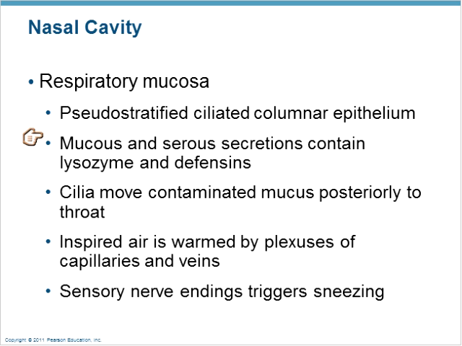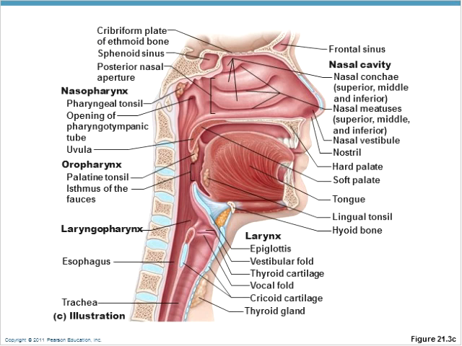Mucus and serous secretions contain lysozymes and defensins, which help protect us from invading bacteria and microorganisms. And the cilia move contaminated mucus posteriorly to the throat. It's interesting: from the nose backwards, the cilia move the mucus towards the throat so we can swallow it or spit it out. From deep in the bronchioles up, the cilia move the mucus up to the throat from the opposite direction to do exactly the same thing. Inspired air is warmed by plexuses of capillaries and veins located in the nasal cavity. And the sensory nerves trigger sneezing from that location if something occurs.